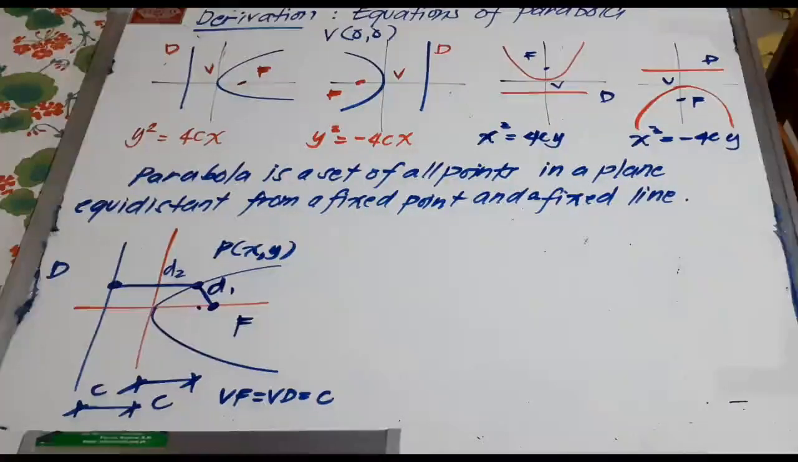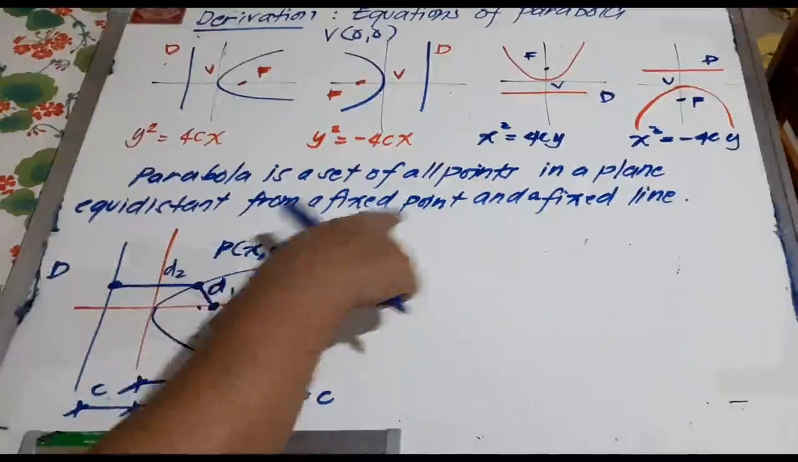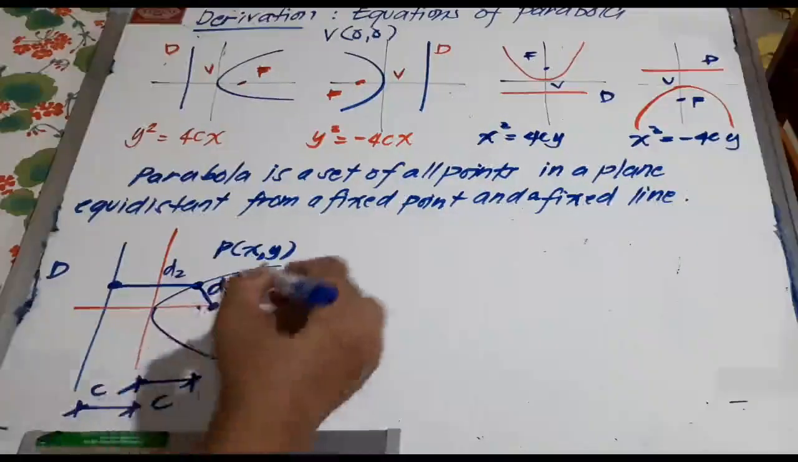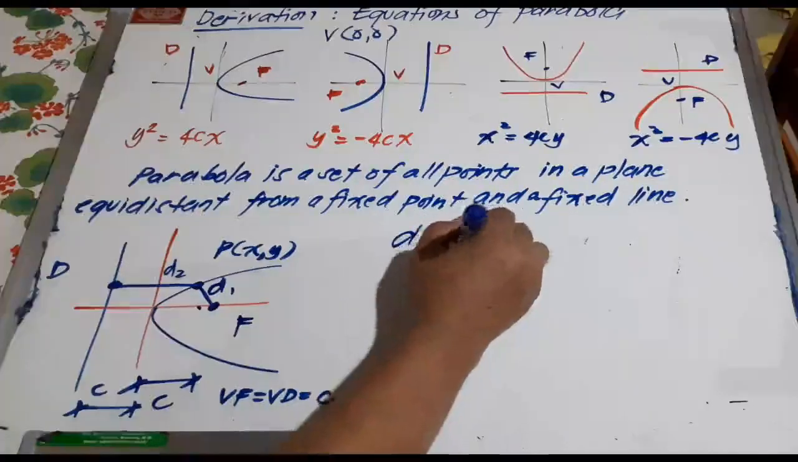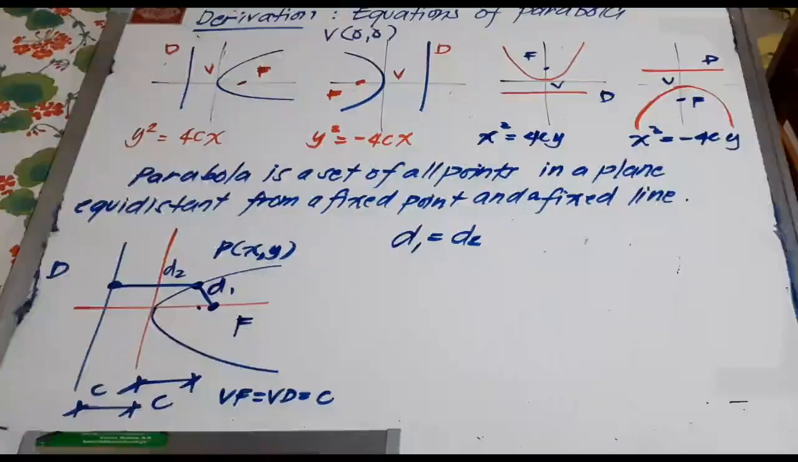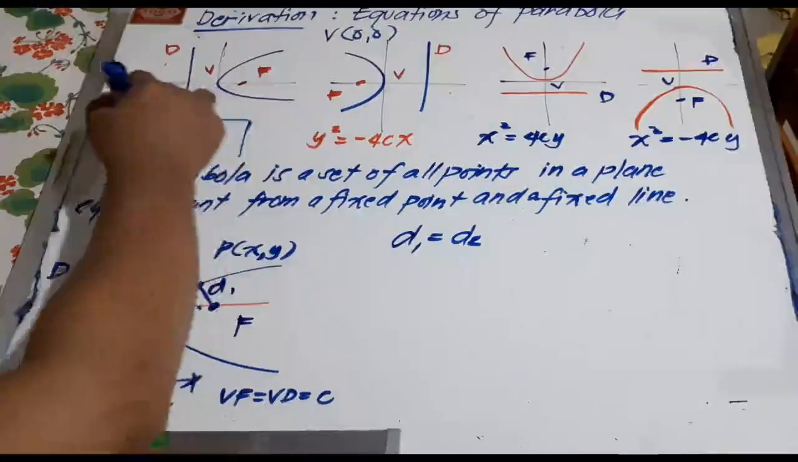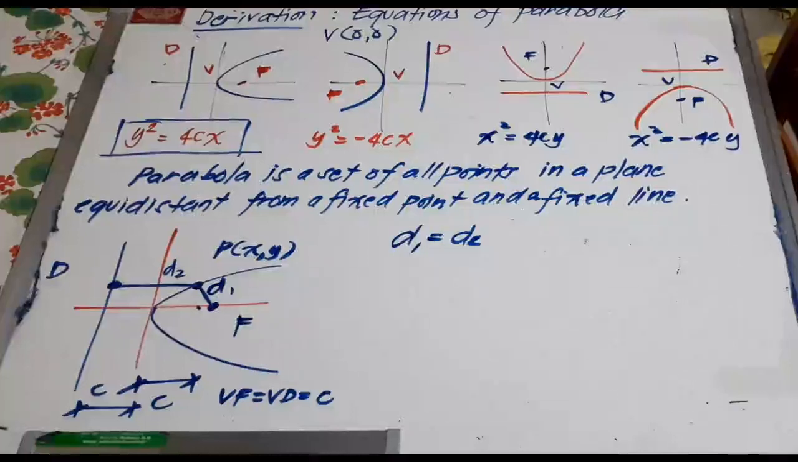Okay? The definition says equidistant, the distance to the fixed point and to the fixed line is equal, for any point on the curve. So, that means we can say that D1 equals D2. Okay? By the distance formula, we can derive this equation. This should be what comes out, because our equivalent graph is this one. Okay?